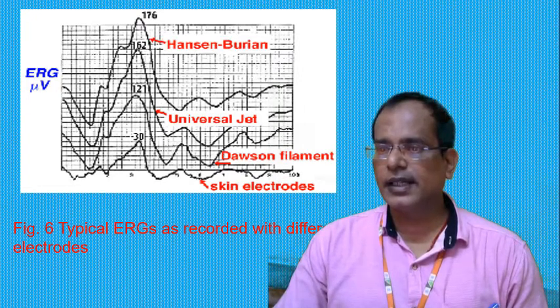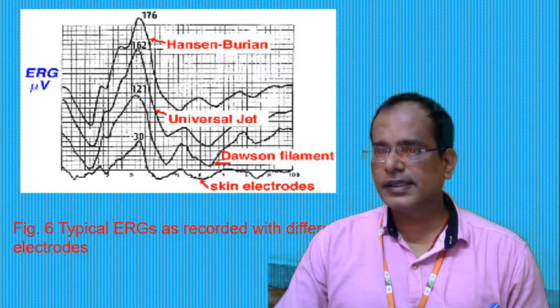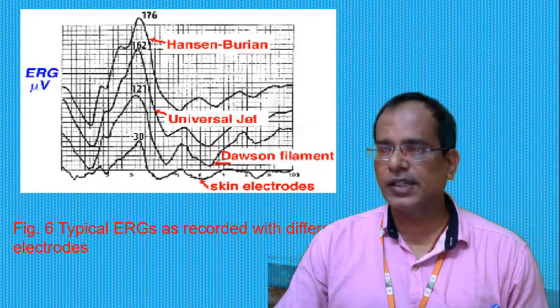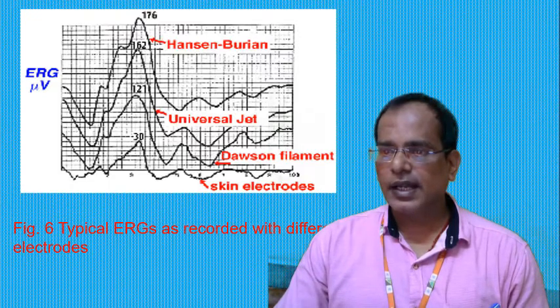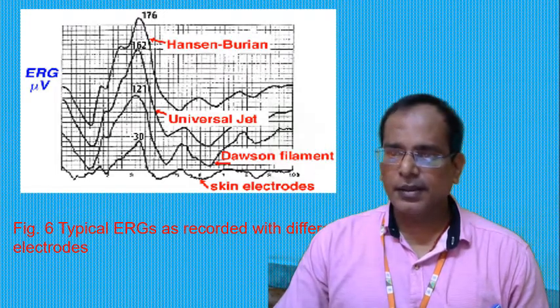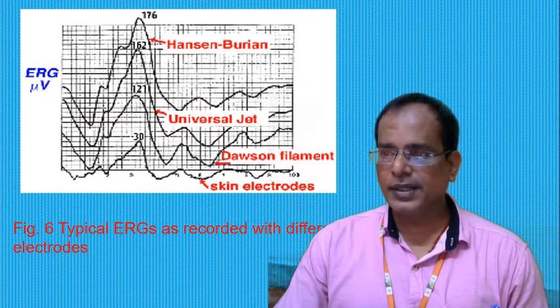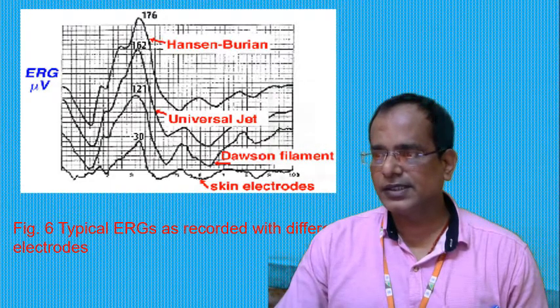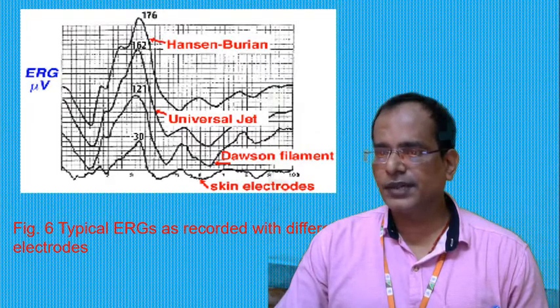Since skin electrodes are not in direct contact with the eye, there is a significant attenuation in the amplitude of the ERG. So a number of individual responses to flash, with attenuation, are usually averaged by the computer, which you are seeing in Figure 6. It is a comparison of bright white flash ERG recorded from the same person using the 3 types of recording device, and the average ERG from skin electrodes is given in the graph.